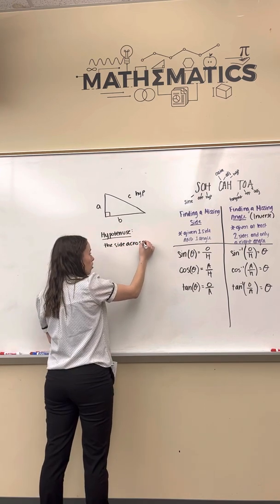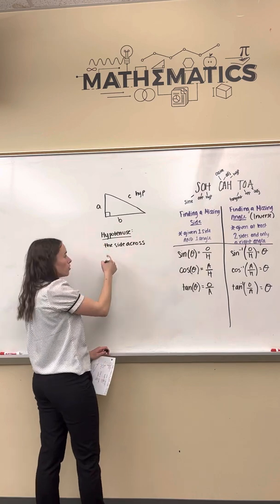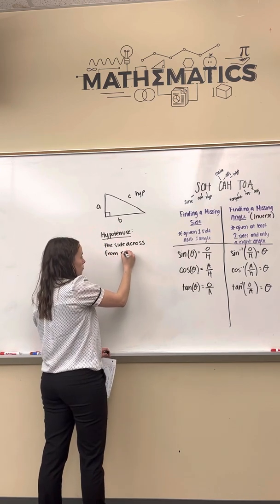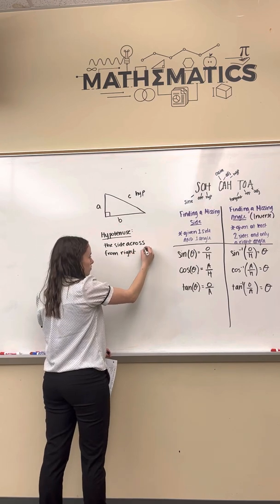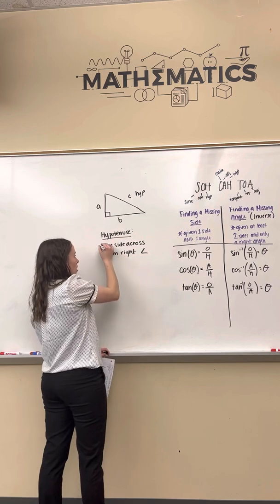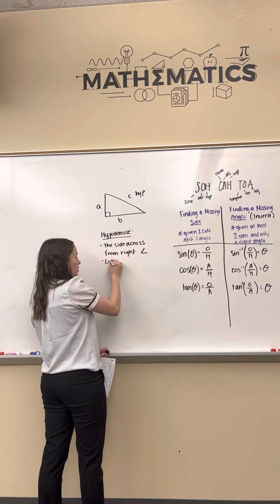The hypotenuse is also the longest side. So, the side across from the right angle. That's a symbol for angle. And it's also the longest side.